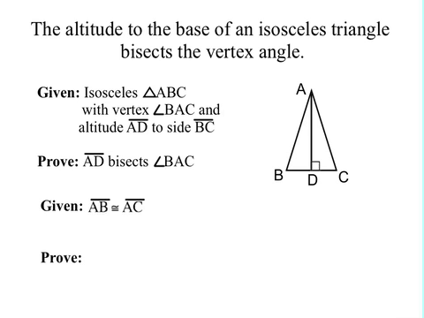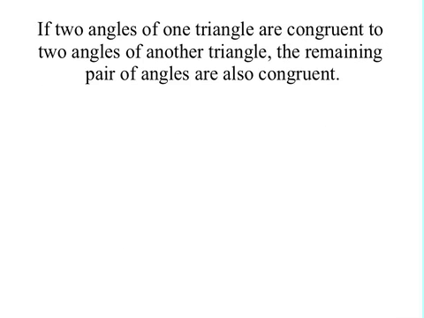Another way to state this, of course, would be to just state the two sides that are congruent on the triangle, because if the two sides are congruent, it has to be isosceles. And then by stating that AD is perpendicular to BC, because of the definition, that means it has to be an altitude. And then instead of saying that AD bisects angle BAC, we'll simply state the two angles that must be congruent. In this case, angle BAD congruent to angle CAD. Two different ways to write the given and prove for the statement, the altitude to the base of an isosceles triangle bisects the vertex angle.